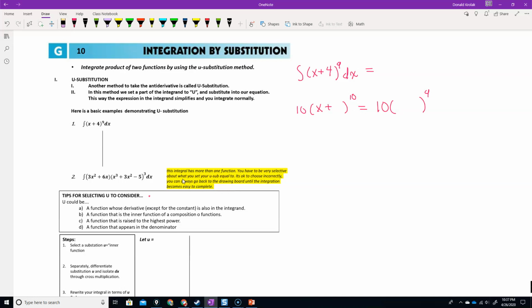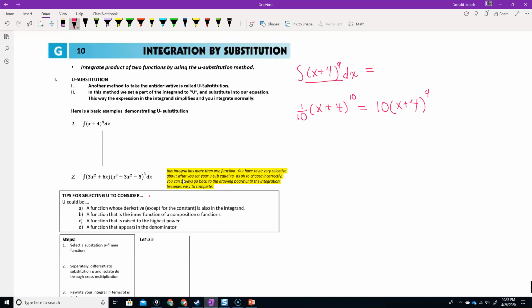When we do the derivative of that, we end up with 10 times (x plus 4) to the ninth, and we just want (x plus 4) to the ninth. So in order for that to work out, we'd have to have some way of canceling out that 10. So we'd make our original function 1/10.